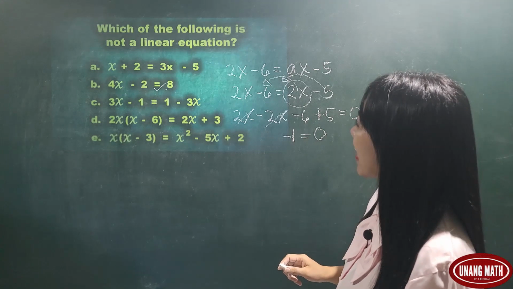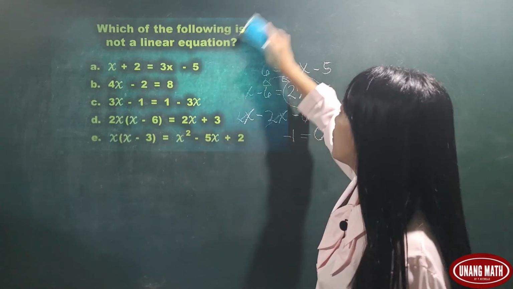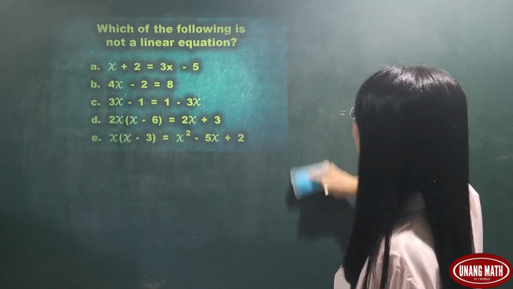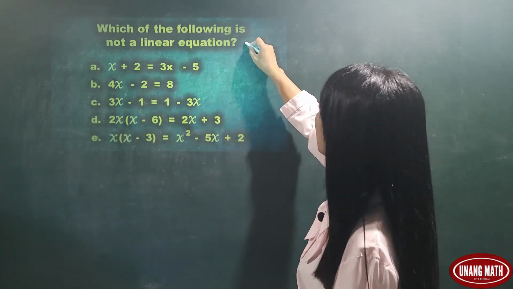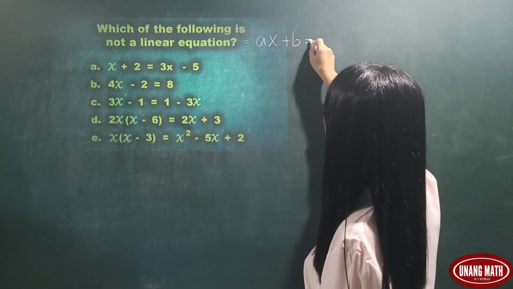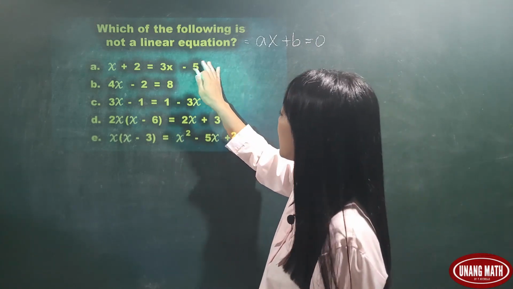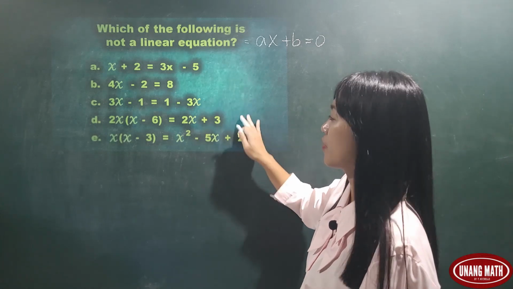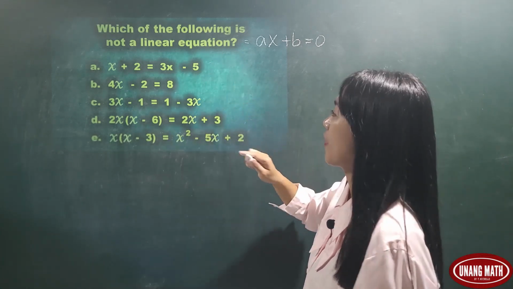Okay, let's have this next activity. Which of the following is not a linear equation? A linear equation is in the form ax plus b equals 0. So using transposition, let's find out which among these five options is not a linear equation.